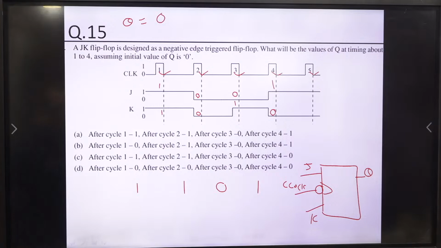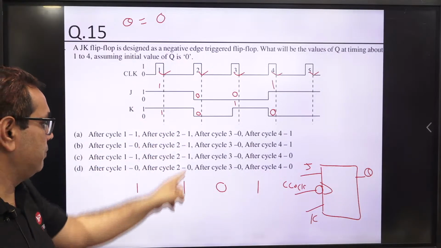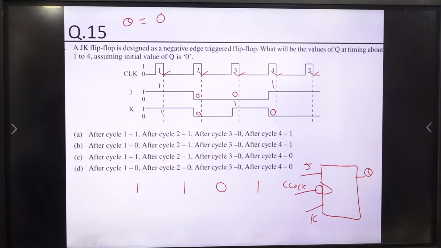Roshan, A is the right answer. After cycle 1, it is 1. Then after cycle 2, it is 1. After cycle 3, it is 0. After cycle 4, it is 1. Now let us see our next question.